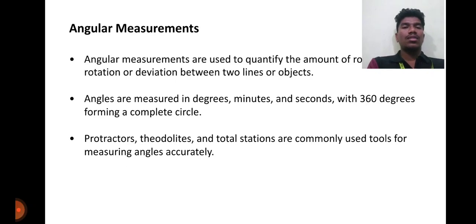Angular measurements are used to quantify the amount of rotation or deviation between two lines or objects. Angles are measured in degrees, minutes, and seconds, with 360 degrees forming a complete circle. The protractor, dividers, and total station are commonly used tools for measuring angles accurately.